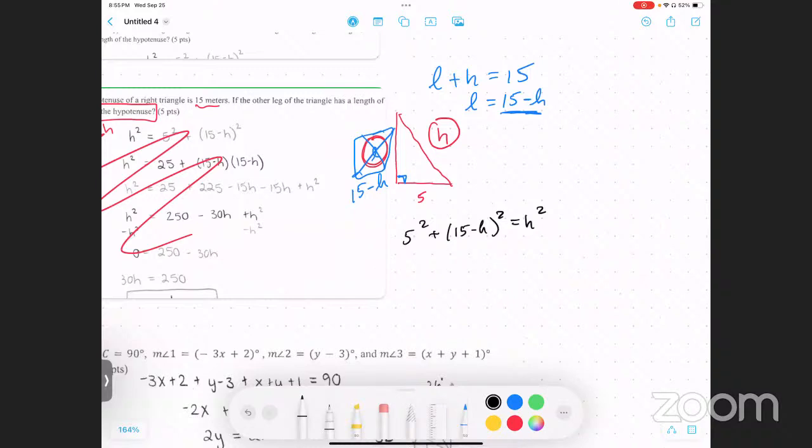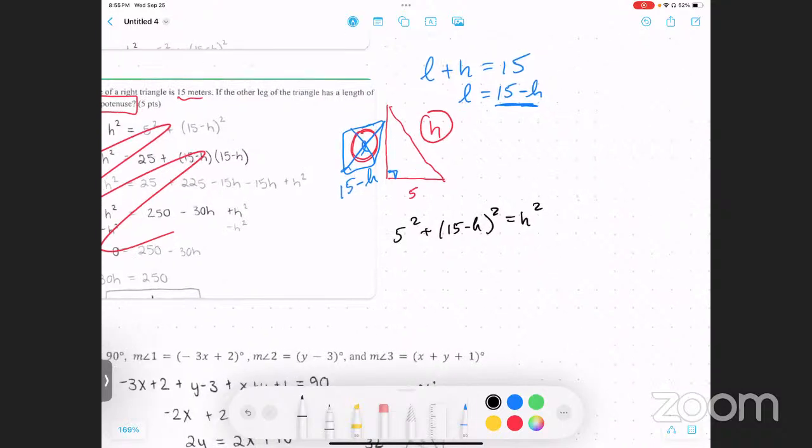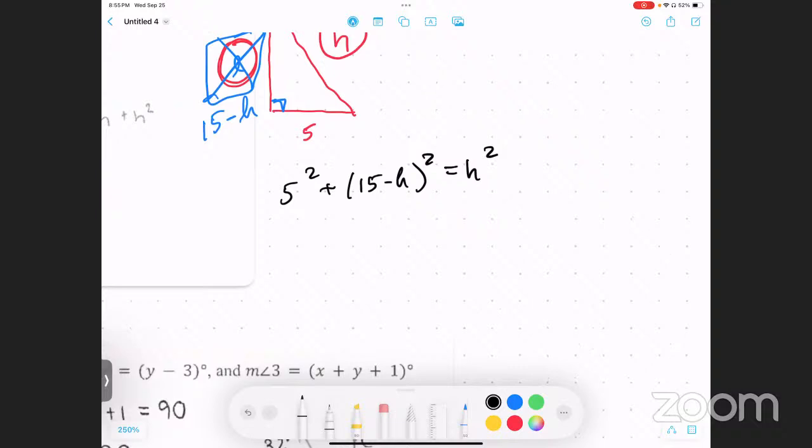That's why I was asking you earlier, how good is your algebra? Because that could be the problem you're having, that you're just making algebra mistakes. So how do I solve this equation? Tell me what to do first.